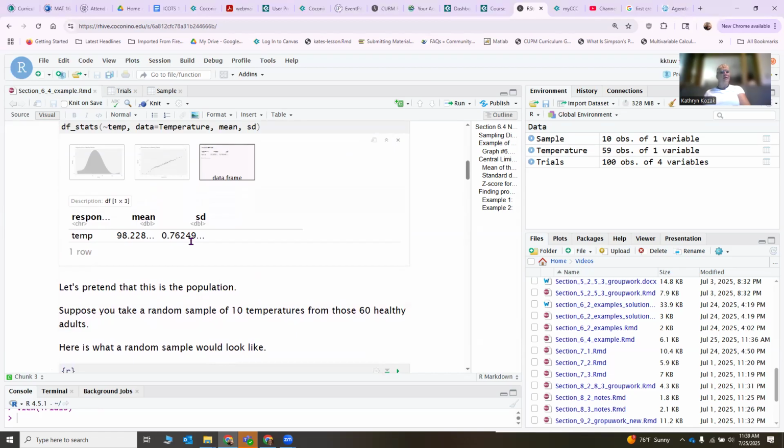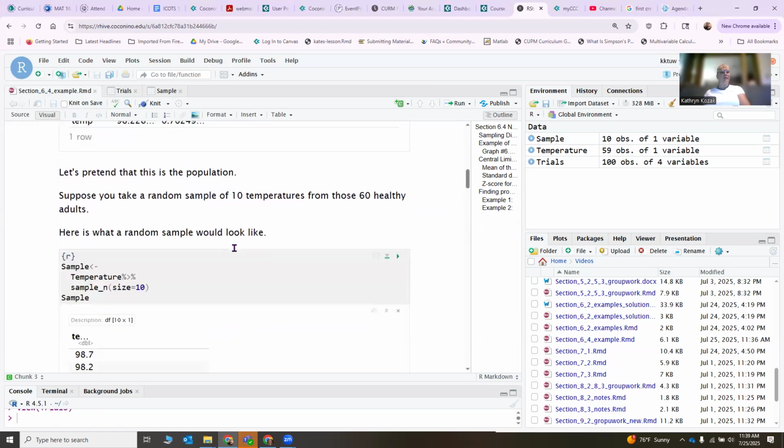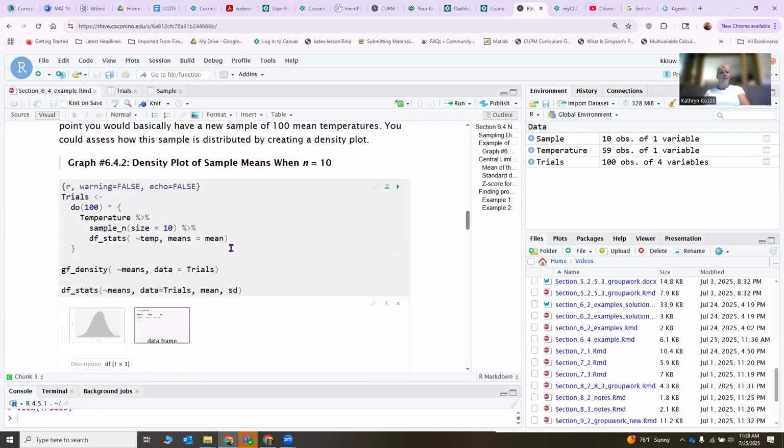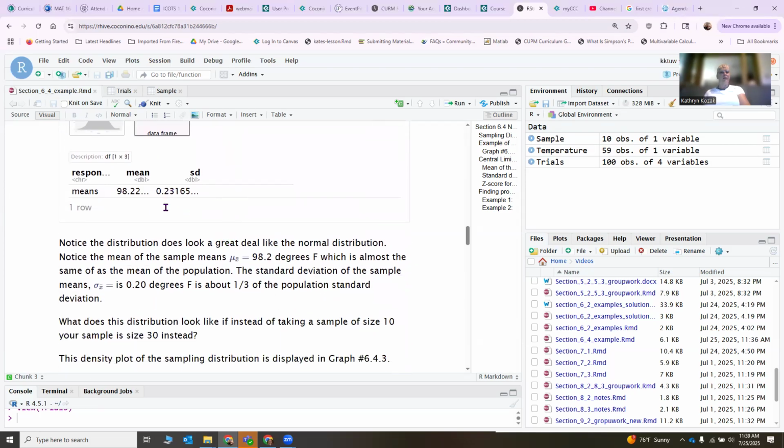The standard deviation, as we noticed before, was 0.76. My standard deviation now is 0.23. So it's not exactly the same. 0.76, 0.23, that's about a third of the population standard deviation. We'll come back to that in a little bit.